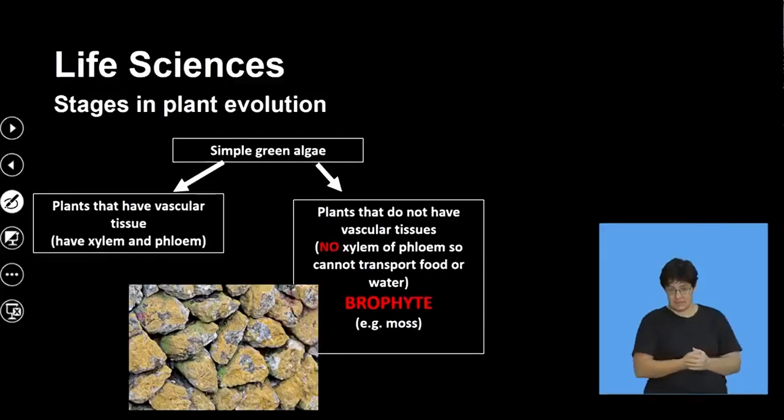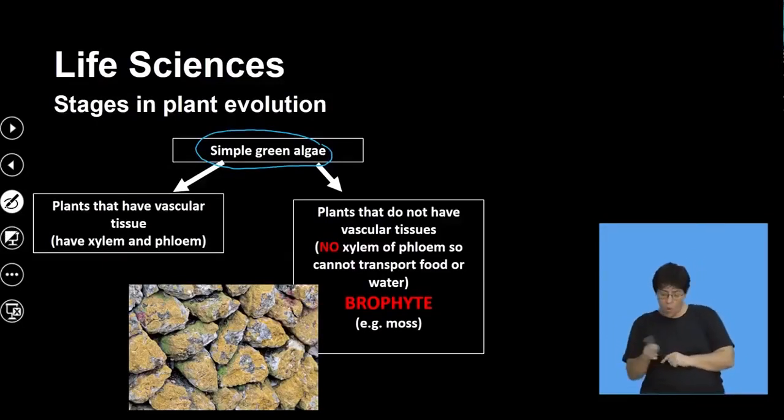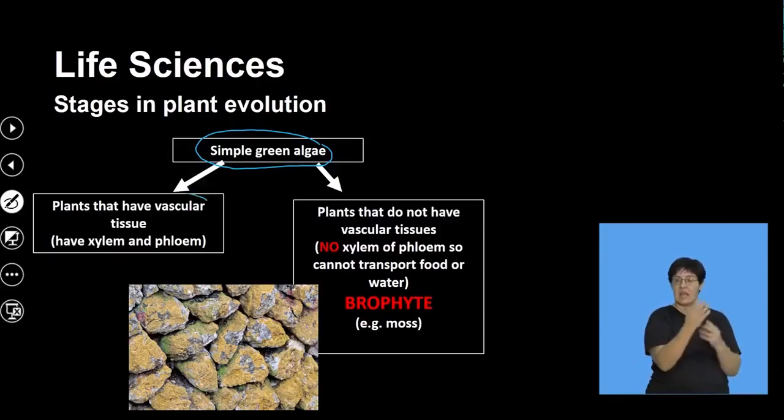Now, have a look at this. What we're looking at is as follows. We have the simple green algae, which is not a plant, it's a protist. But when we look at plants, when we start with the plant kingdom, we divide it into 2 categories. Plants that have vascular tissue, and plants that do not.